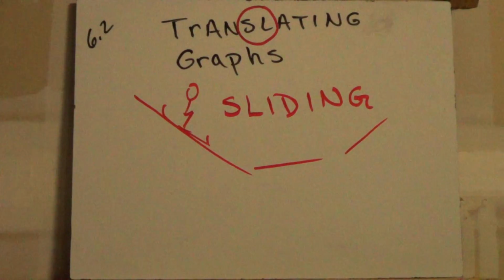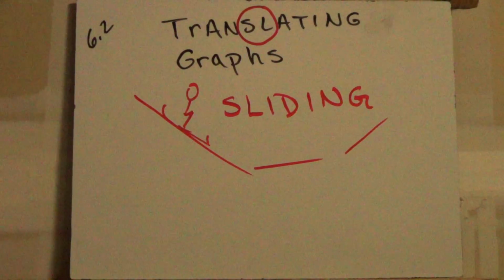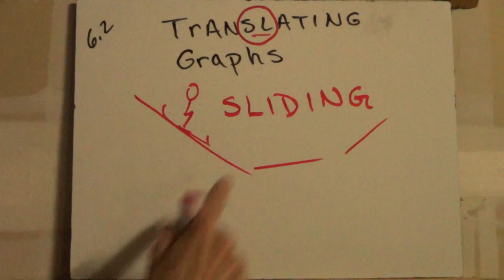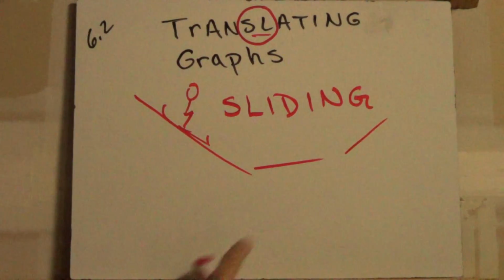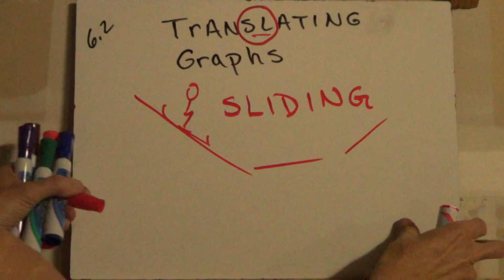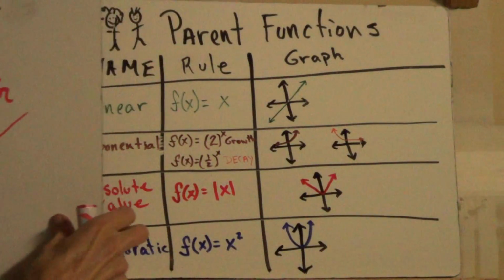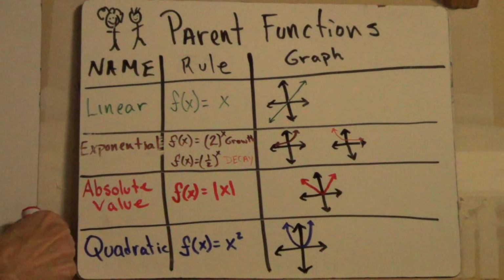Hey guys, today I want to talk to you about translating graphs. I remember translating graphs, what it means by the little SL in here. It sounds like they're sliding, and that's exactly what we're going to do with them. Now, this is probably one of the funnest, easiest lessons ever, because all you need to do is remember codes.